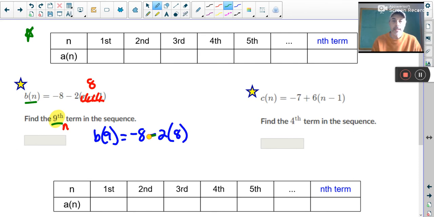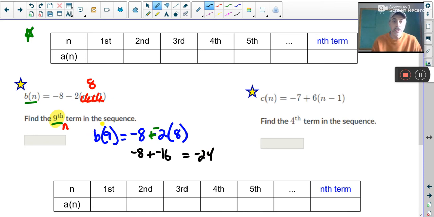However, this minus sign means that I'm taking away this much. I'm going to change this minus sign to add the opposite because it helps my brain. I'm now going to do order of operations, which means I multiply before I add. -2 times 8 is -16. -8 plus -16 is -24.